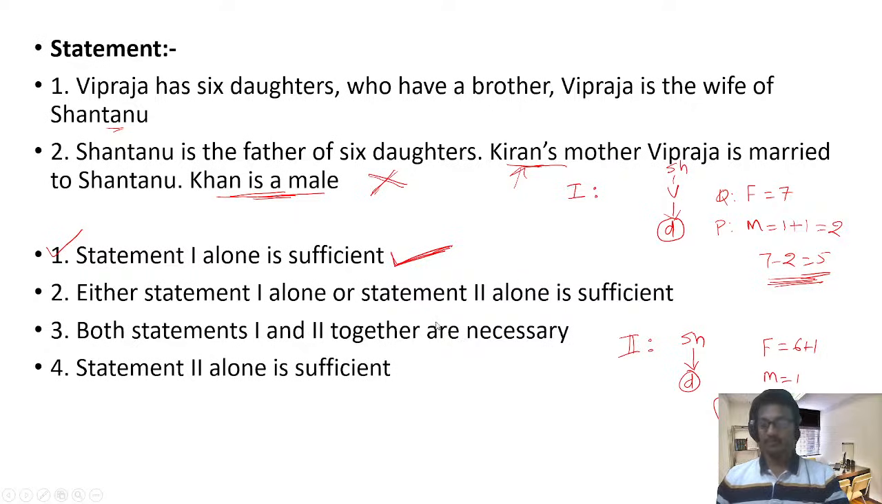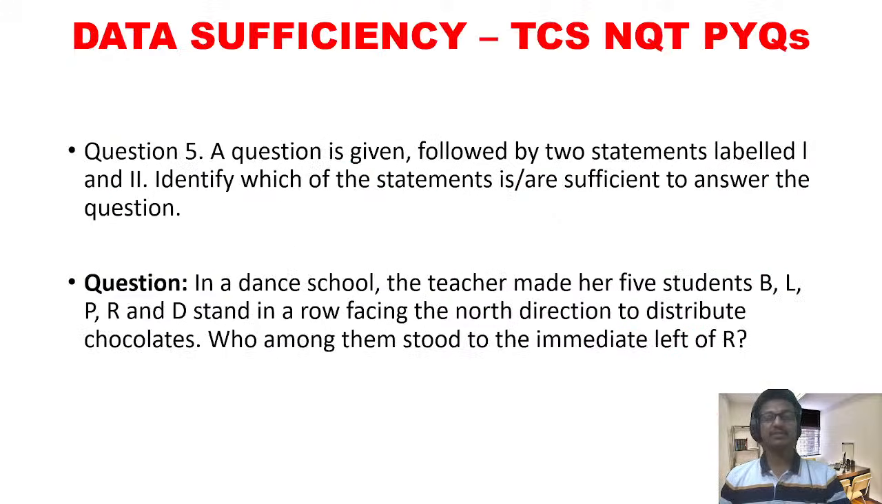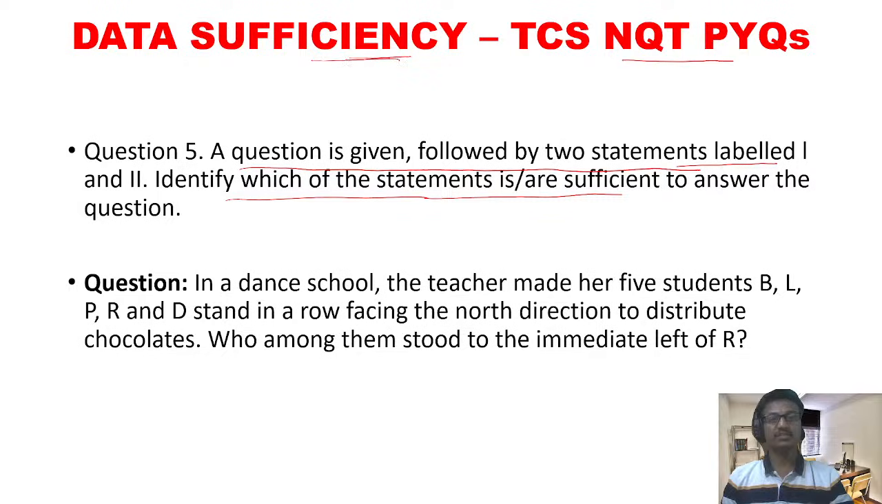So let us proceed with one more problem so that you will get more clarity. This is another TCS NQT previous question in the data sufficiency section. It would be the same: the description will be like this, followed by 2 statements. Whenever you see statements labeled 1 and 2, identify which of the statements. It relates to data sufficiency only.